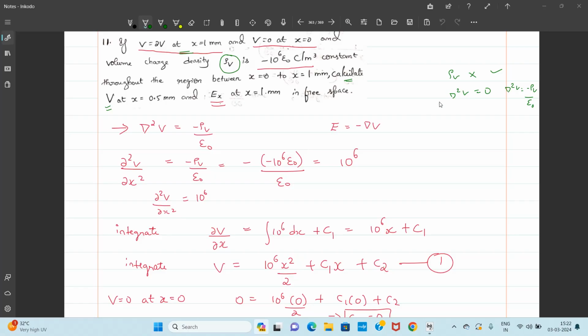Okay. So we are going to start with the Laplace or Poisson's equation. We're going to find the V, and then from that E, and then D. Okay. So let's start with the first question.